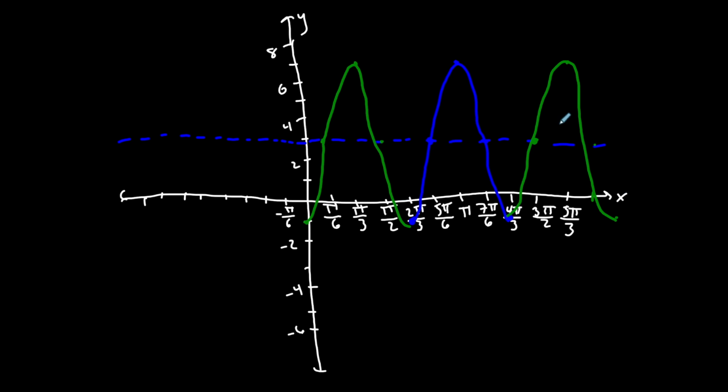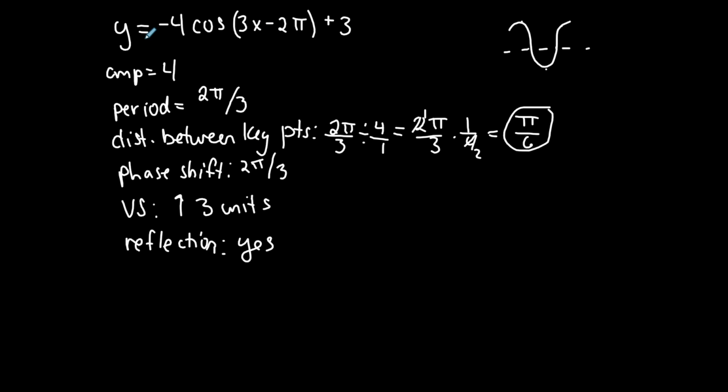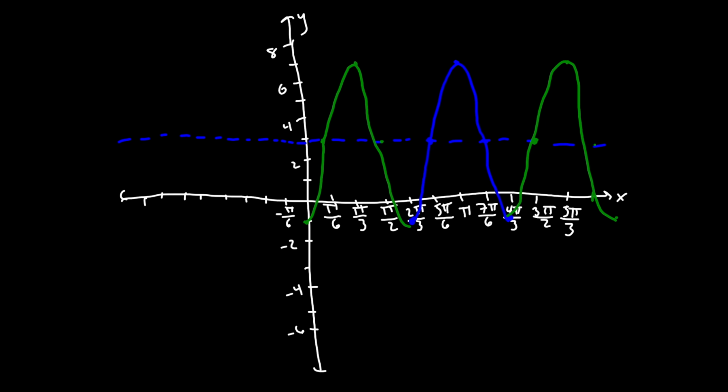Here's 3 full cycles, 3 full periods to represent this nice little cosine function with all transformations shown: reflection, amplitude change, period change, phase shift, and vertical shift. Okay, this is what the graph looks like.